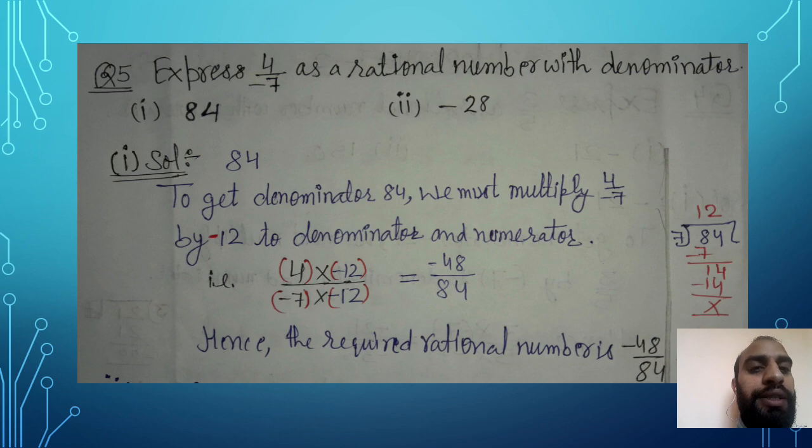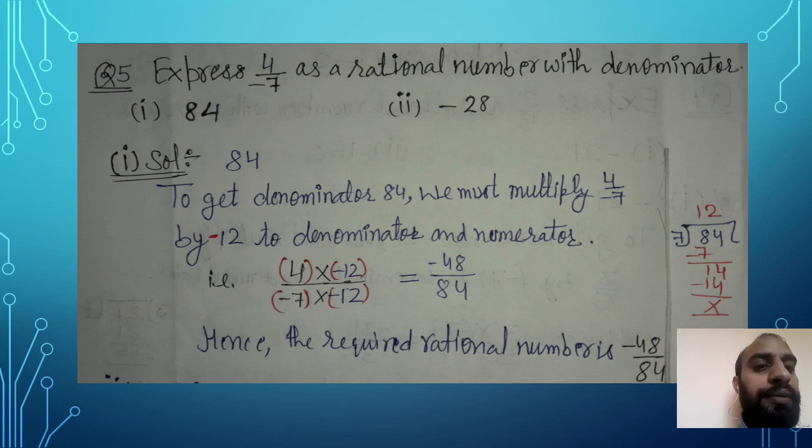84 we need in the answer in the denominator. As I told you, you have a choice, you can recite the table of 7 up to 84, or second thing you can divide. So I have selected the division method. You can see in the rough area, divide 84 by 7. 7 1s are 7, 1 left, it becomes 14, 7 2s are 14, 12 is your answer. That means 12 is that number which we need to multiply.